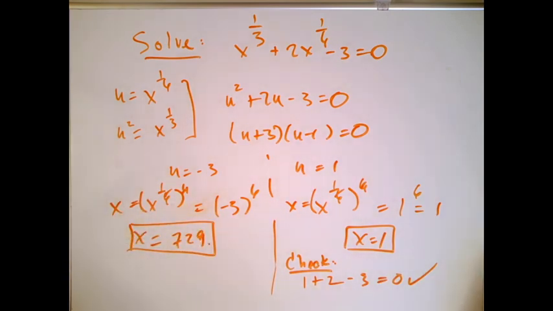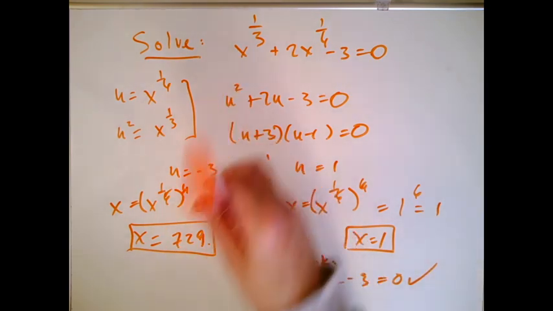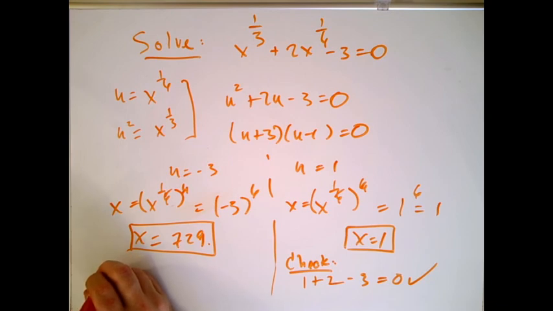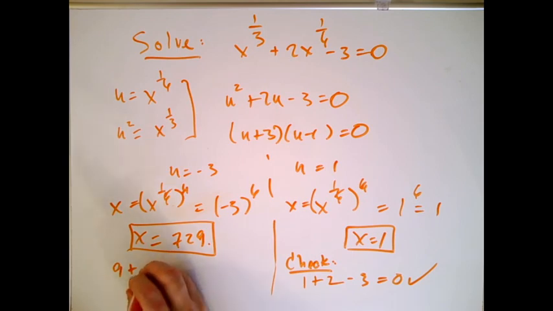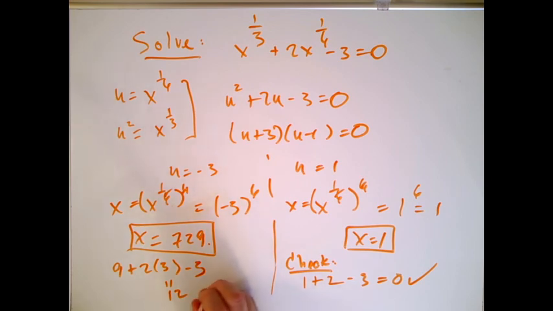Now, I want to go back and check my answers. I probably should use a calculator, but I'm just going to see what I can do here. The cube root of 729, I believe, is 27. No, that's 9. The 6th root of 729 is 3. So this is going to be 2 times 3. And then I get minus 3. I'm supposed to get 0. What I got was 12. Right? And this is not equal to 0.